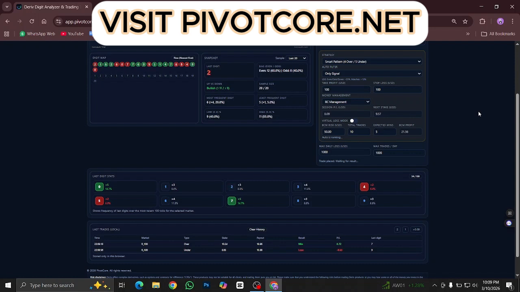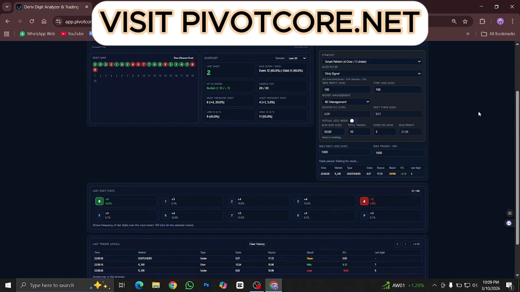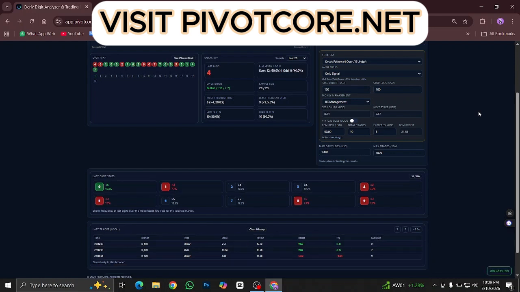First, let's look at the interface. One of the best things about PivotCore is how seamless the integration is. You don't need to be a programmer to use this. Once you connect your account, you have access to various digit-based strategies. For those of you tired of staring at candles all day, this is your solution.